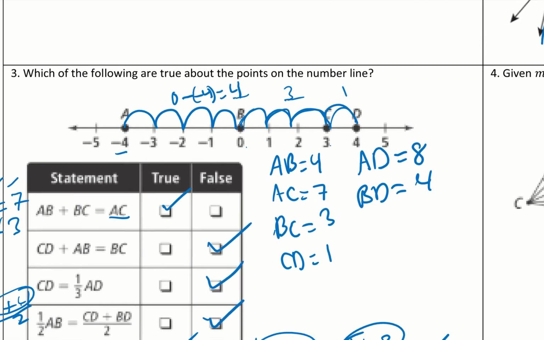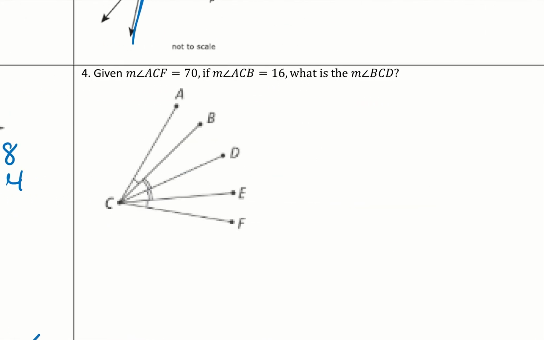All right, so for number 4, given that the measure of ACF is 70, so this angle, right, this entire angle is 70 degrees. If ACB is 16, so ACB, that right there is 16. Well, if that's 16, then that means this is 16 because these are the same angle right there, right? They indicate that it's the same angle. What is BCD? So you want to figure out what BCD is.